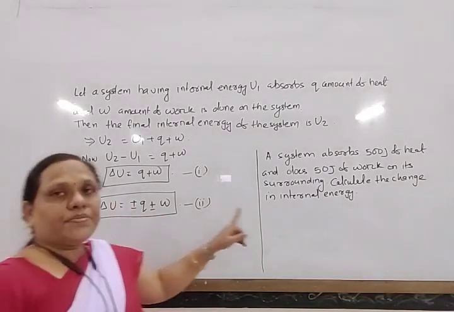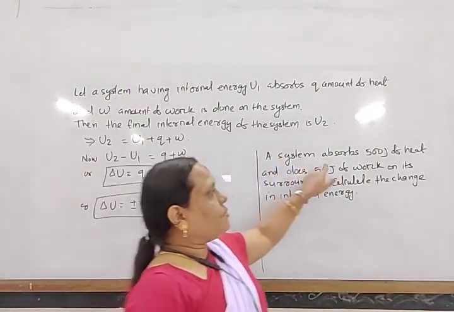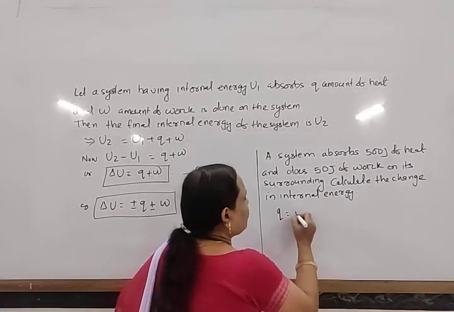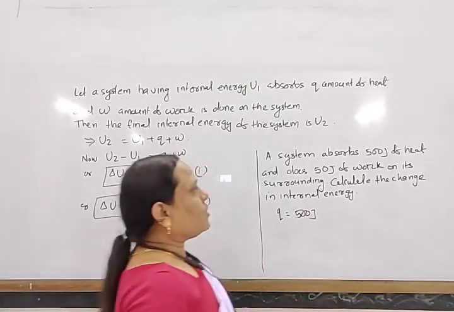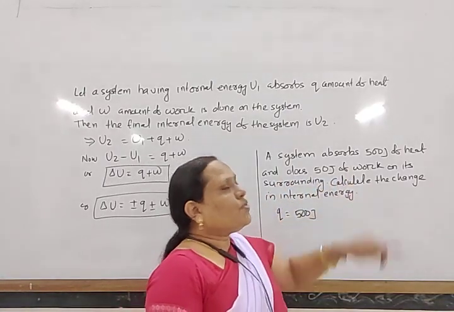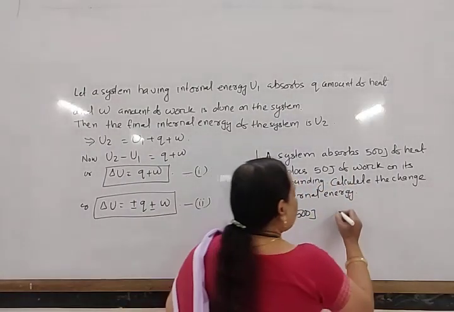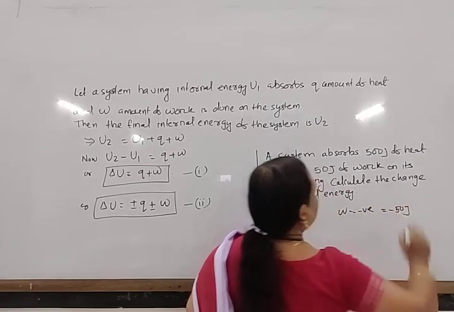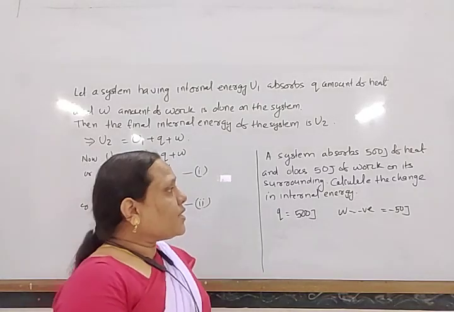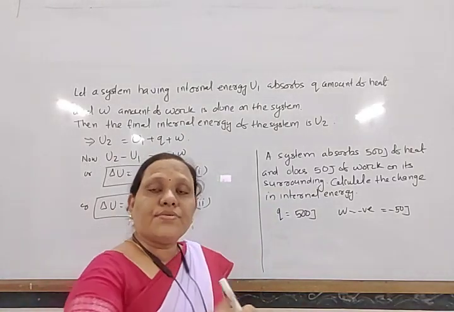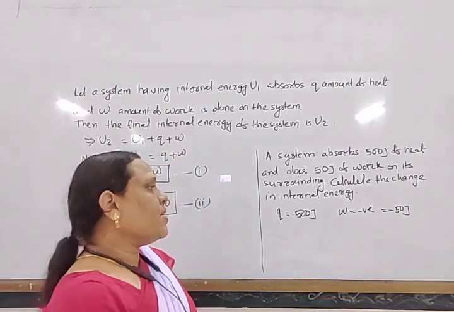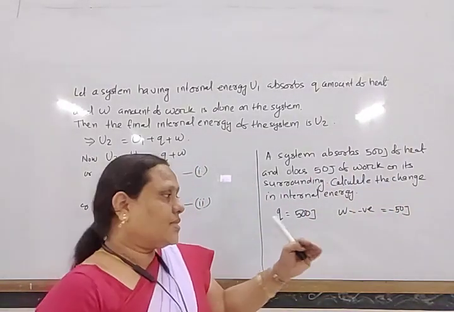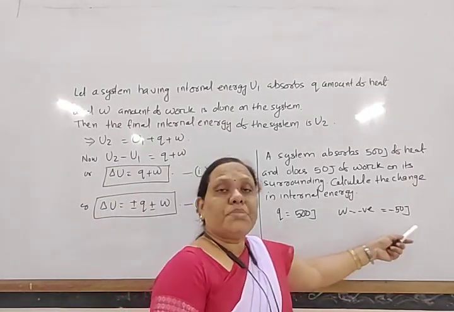Let us solve one problem like this. A system absorbs 500 joule of heat. That means Q is equal to 500 joule, and it does 50 joule of work on its surroundings. That means work is done by the system, so W is negative, that is minus 50 joule.